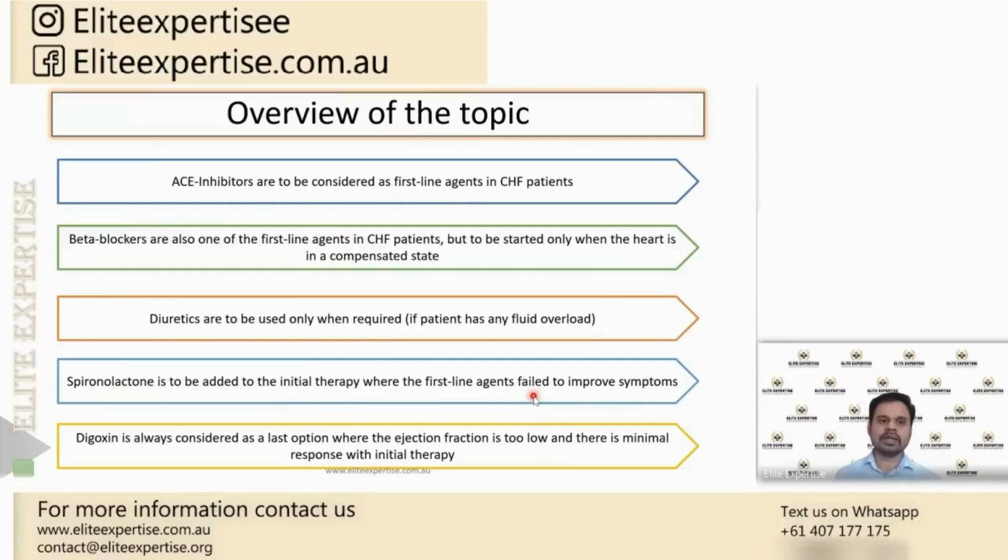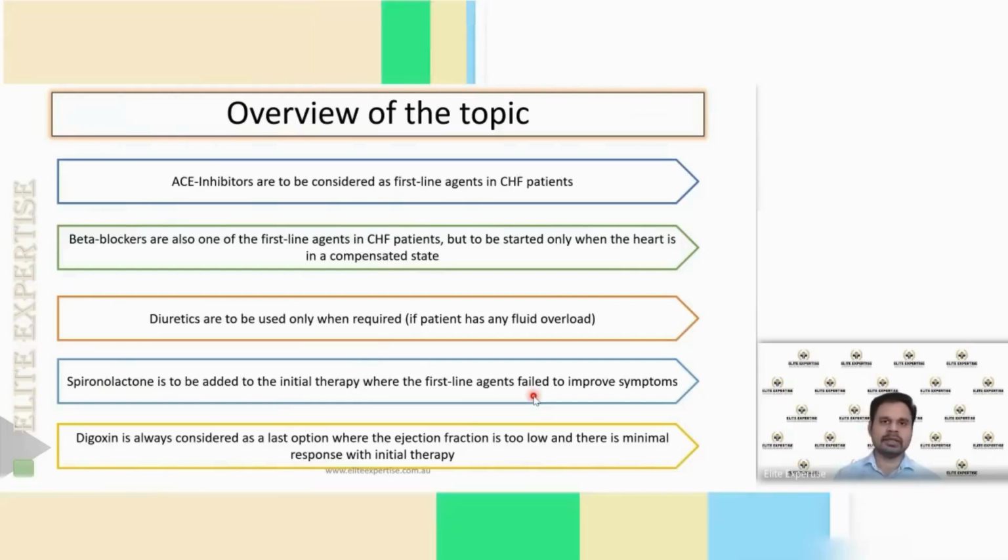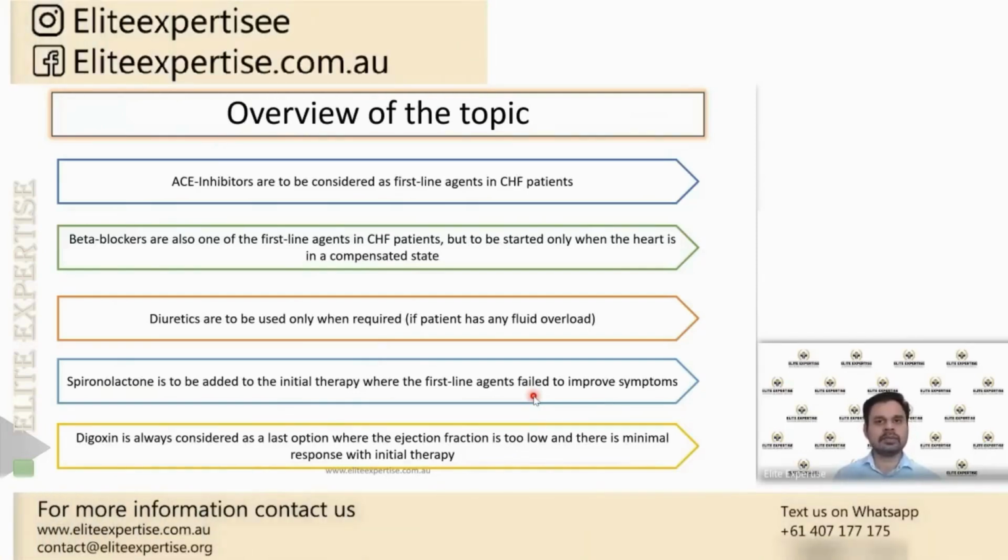So that's why we'll never try to put the patient on digoxin as a first line. And also when we put the patient on digoxin, we always try to make sure that we reduce the dose to as small as possible. And we should not put the patient on digoxin for a long term. So these are the few important take-home points related to congestive heart failure.